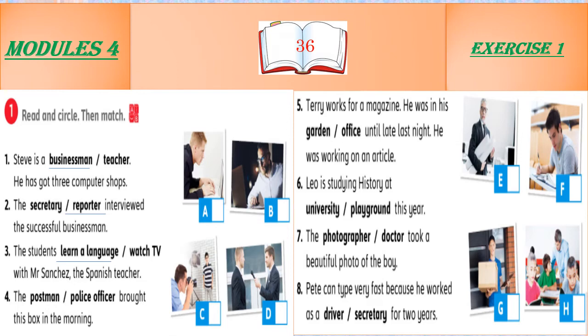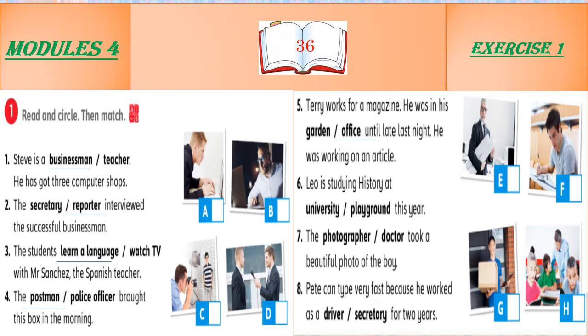Number 4. The postman or police officer brought these books in the morning. Who is the person who brings things to us, like messages or boxes, in the morning? Excellent. He is the postman. Number 5. Terry works for a magazine. He was in his office until late last night. He was working on an article. So we must choose office.